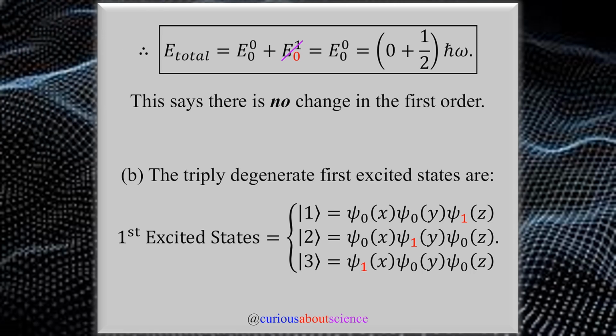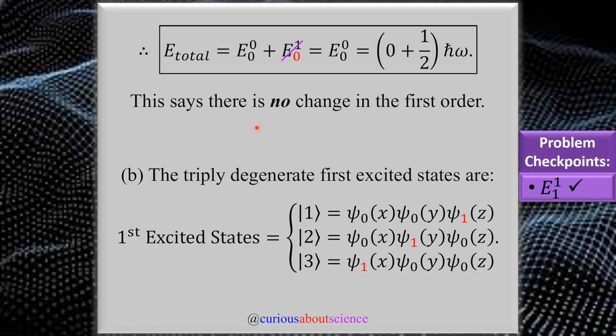And we see here quickly then that the total energy is the unperturbed energy of the ground state plus the first order correction. But since that thing went to 0, we just have the energy 0 plus 1/2 h bar omega, so that's just 1/2 h bar omega. So this tells us that there's no change in the first order, and that's pretty darn cool. So we successfully get through part A pretty fast.